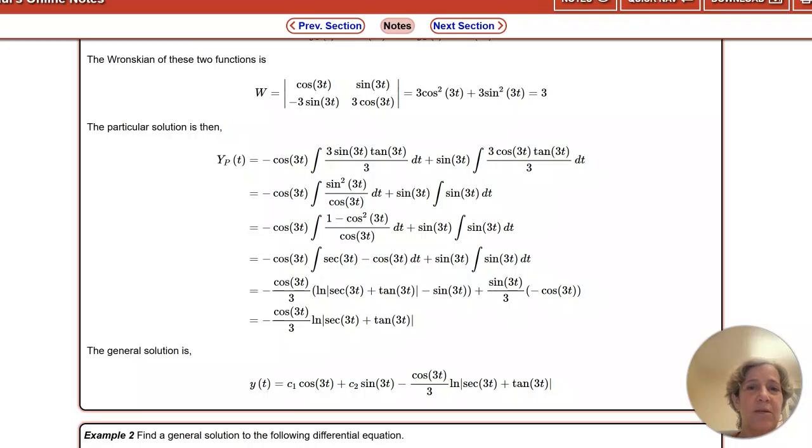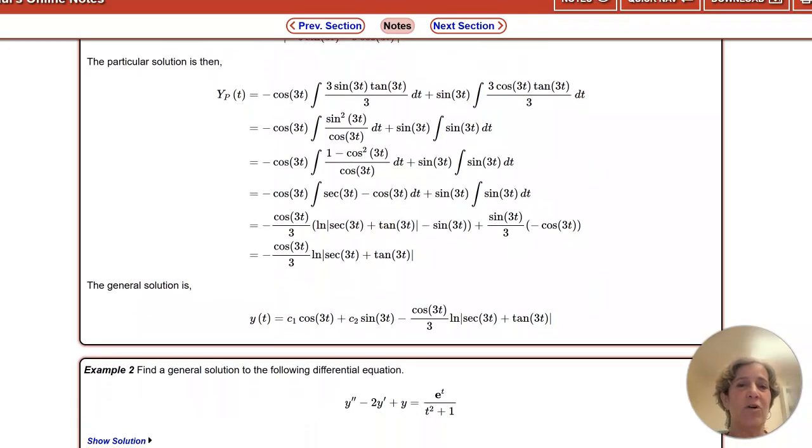So here we're first simplifying, right? The 3's cancel out. Tangent is sine over cosine, which is where we got sine squared of 3t over cosine of 3t. And then on the second one here, tangent is sine over cosine, so the cosines cancel out. The 3's cancel out, and we're left with sine. Again, just moving down to do our integration.